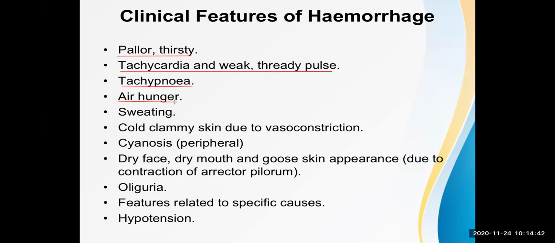Air hunger is a very deep type of breathing. Definitely, it is a bit faster, but a more important point here than faster breathing is the deep type of breathing. It is known as sighing respiration, and it is a feature of acidosis. This is a feature of acidosis, especially metabolic acidosis.